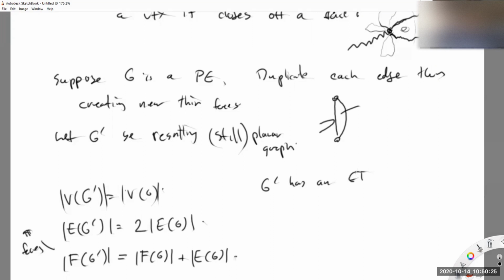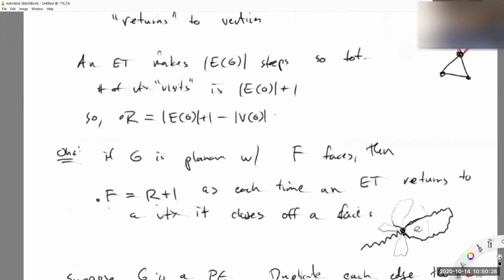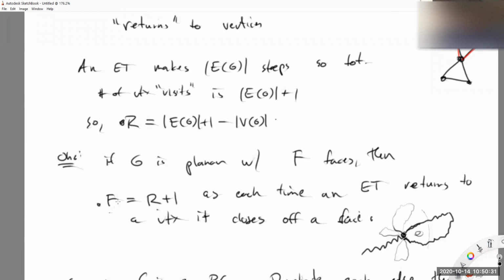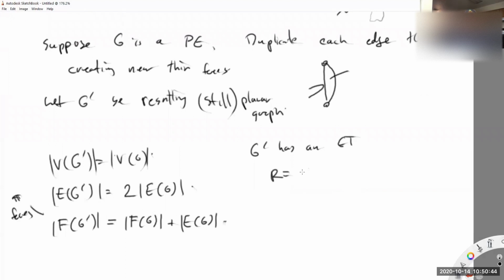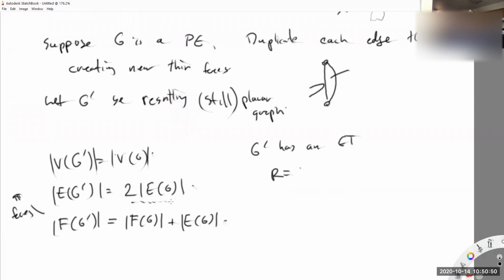Right? We intentionally did it there. So now we can use our rule here, R equals these two things. Now these quantities are for G prime, so let's write them out here. Okay, so R is equal to the number of edges plus 1 minus the number of vertices. Shoot, no, the number of edges, which is 2 times the original number of edges, minus the number of vertices, which didn't change. Oh, well, there's a plus 1 here first. Plus 1 minus the number of vertices of G.